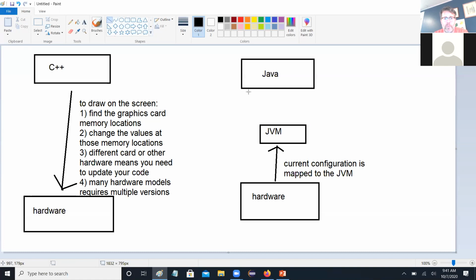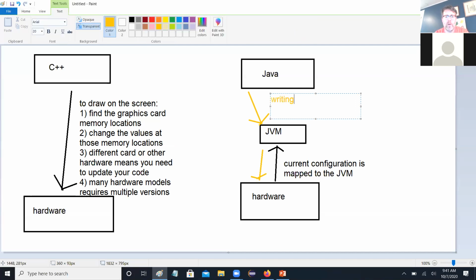So when you're going to run a program, we'll do it in a different color. There we go. Boom. And boom. So writing code, any code, gets translated through the Java Virtual Machine. And then the JVM tells the graphics card what to do.